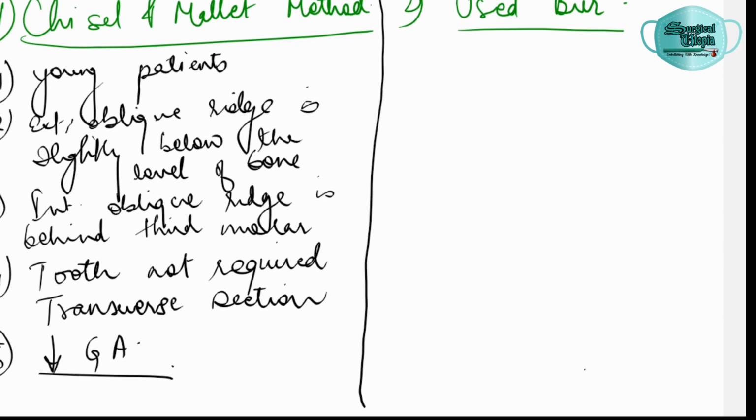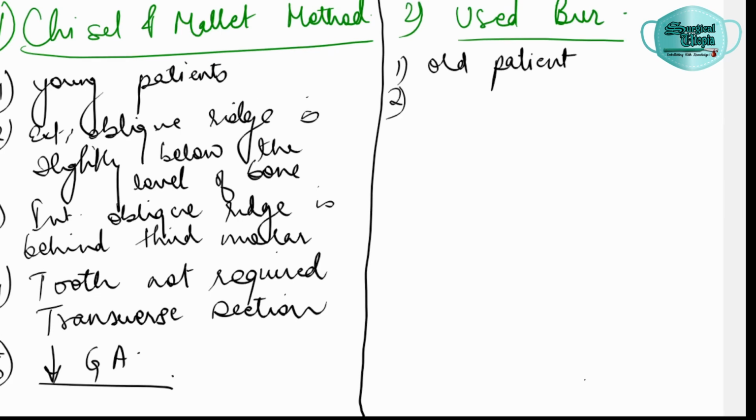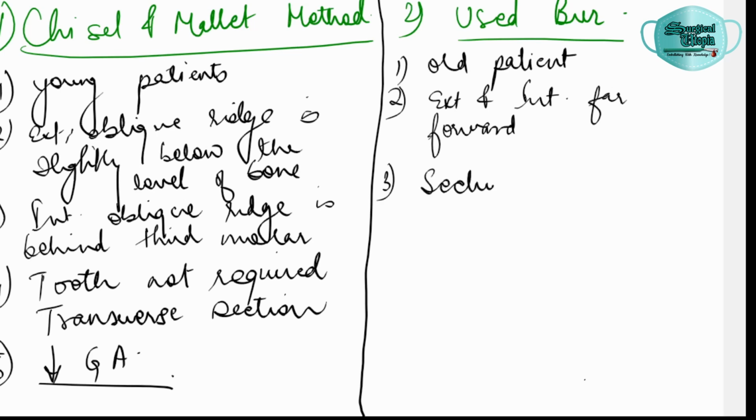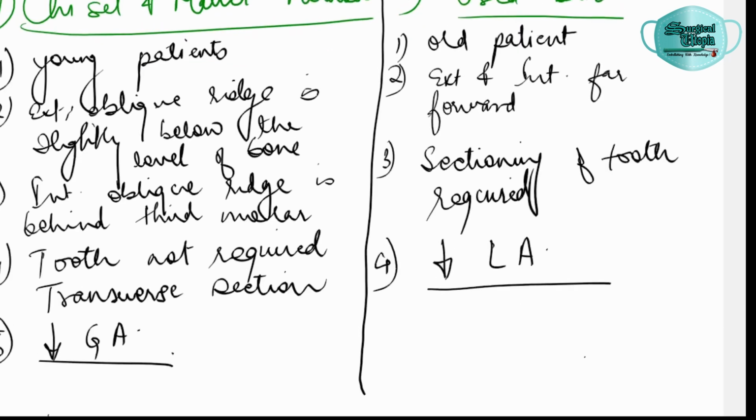Now we will discuss the indications for use of the burr method. First one is in old patients where the bone is more brittle and breaks unpredictably when cut with a chisel. The second indication is in cases where the external and the internal oblique ridge are far forward in relationship to the third molar. The third indication is in cases where sectioning of the tooth is required. And the last indication is in cases where the procedure is performed under local anesthesia. So these are the indications for both the chisel and mallet method and the burr method.